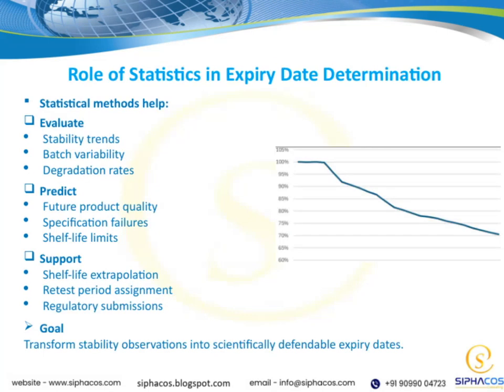Statistics play a crucial role in figuring out expiry dates. They help us evaluate how stable a product is over time, spot differences between batches, and understand how quickly it degrades. Beyond that, stats let us predict future product quality, anticipate when specs might fail, and set realistic shelf life limits. They also support important tasks like extrapolating shelf life, deciding when to retest, and preparing regulatory submissions. Ultimately, the goal is to turn raw stability data into expiry dates that stand up to scientific scrutiny.